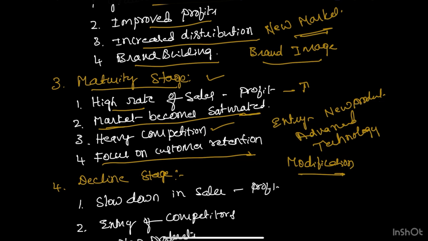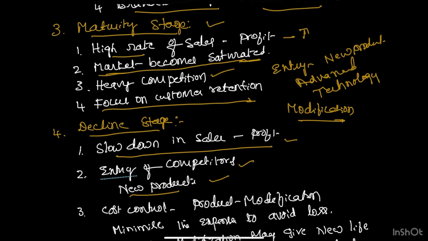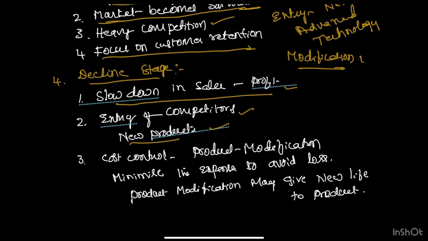By modification, you can also give a new birth to your product. If you fail to use proper strategies in the maturity stage, your product is going to lose its demand and reach the decline stage, where the sales will be less. We call it a slowdown in sales, and gradually there will be a decrease in profit also. That happens due to the entry of new competitors and new products in the market, and there will be a diversion of your customers towards the new products of other manufacturers.